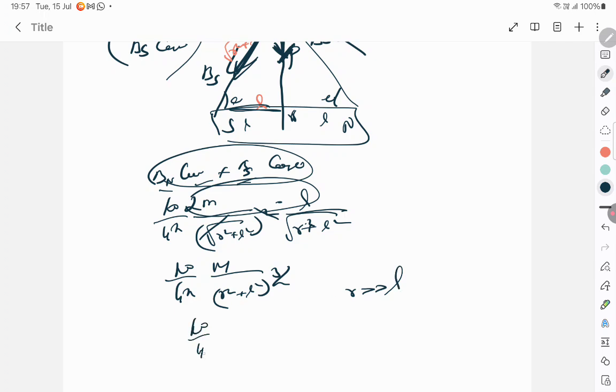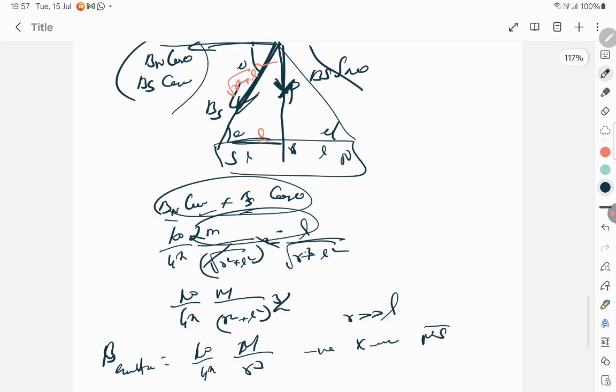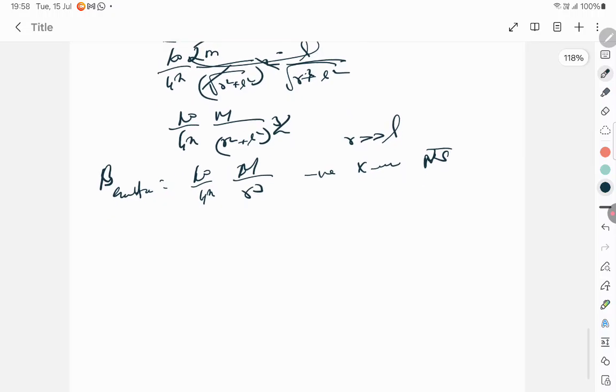Where r is much larger than L, it will be mu naught by 4 pi into M by r cube, and that is the magnetic field along an equatorial line. It's going to be along the negative x direction, considering this was from north to south. And so you know that the axial and equatorial fields are anti-parallel to each other. Axial is 2 times the equatorial, and all this you know.